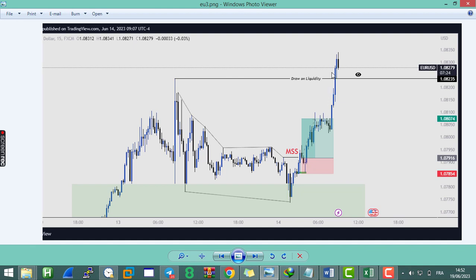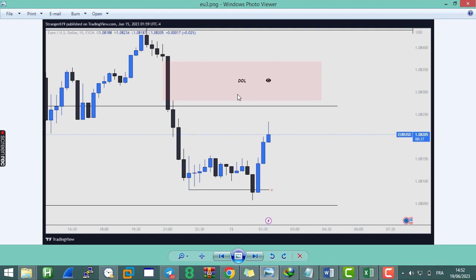Let's go to another example, and this is EURUSD on the 50-minute chart. You can see that the market has low resistance liquidity here, so we have swings right here.